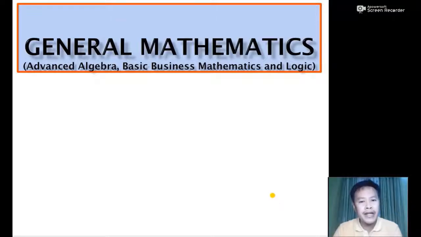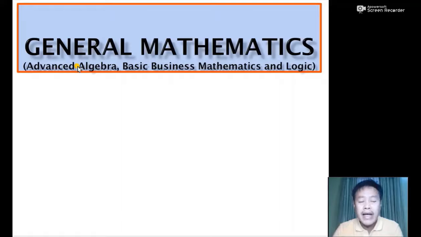Our subject for this first semester of the new normal school year 2020-2021 is General Mathematics. And this subject is composed of three different branches of mathematics. We have Advanced Algebra, Business Mathematics, and Logic.